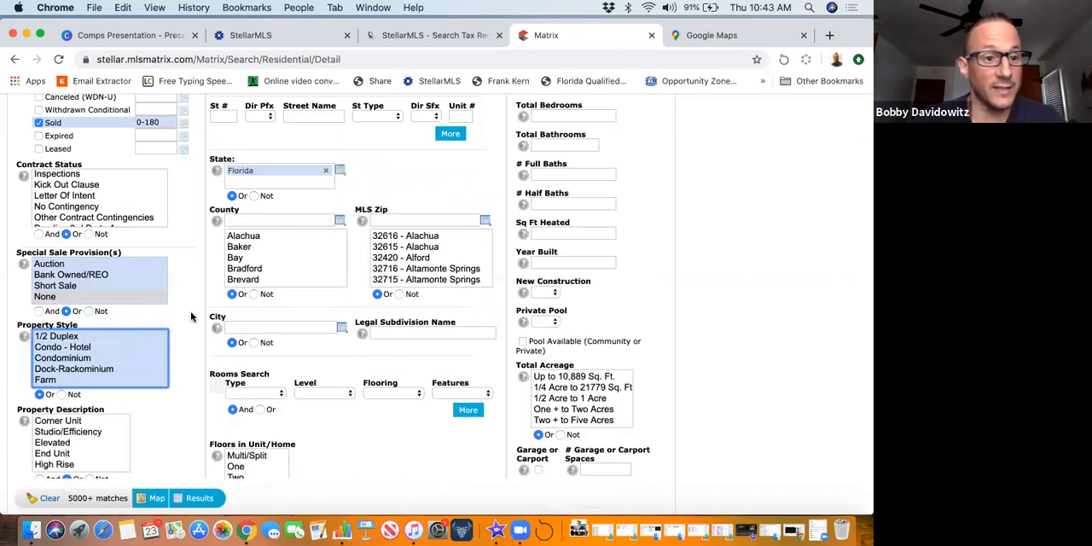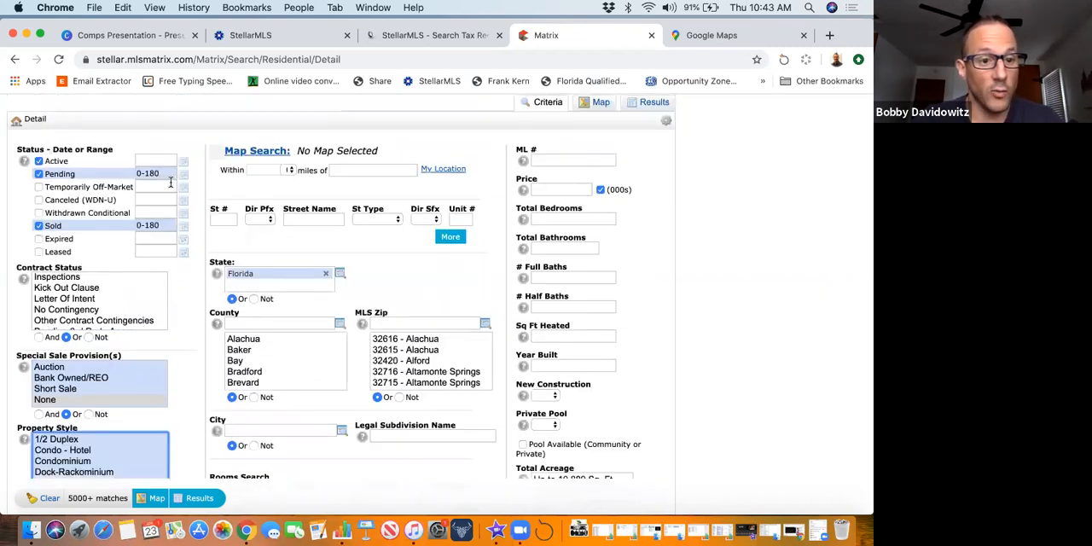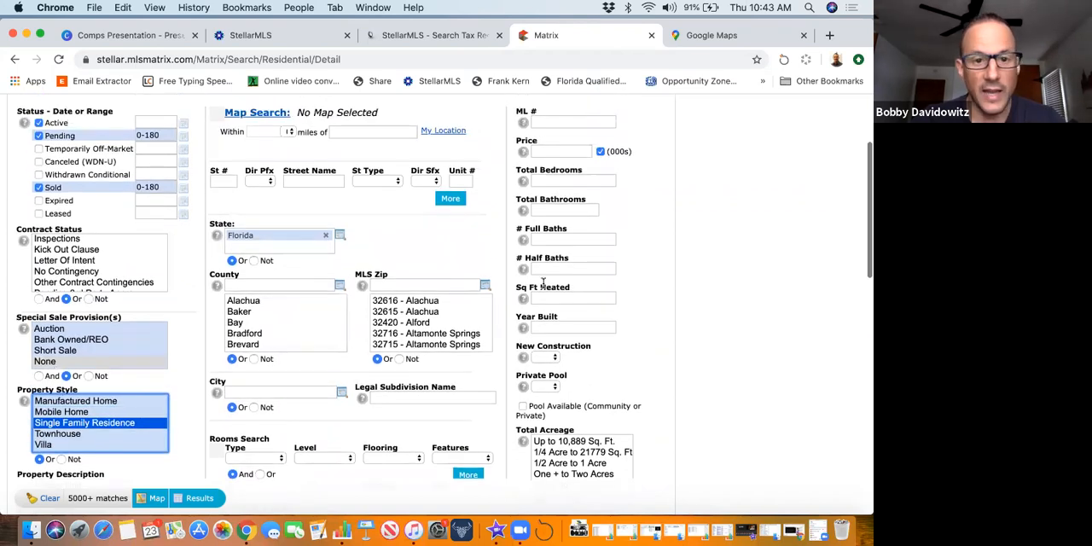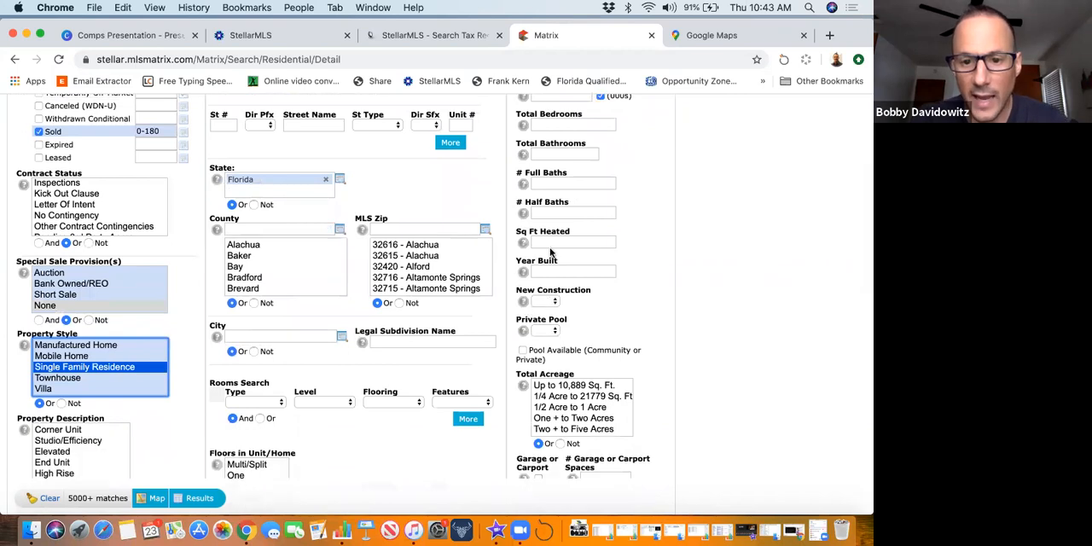So all I did once again, guys, on the first side: active, pending, sold. We're looking at 6 months back. Special sales provision none, and then single family residence. Then I hop over here to this side, and just on the onset, the only thing that I narrow it down by at the beginning, because once again, I'm keeping it general because I don't want to narrow it down too much at the beginning, because you'll look up and you'll be like, man, I don't have a lot to look at. So I just want to make sure we narrow it down by this.